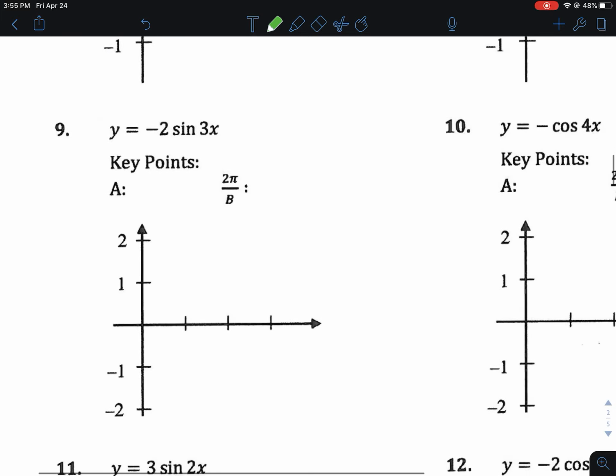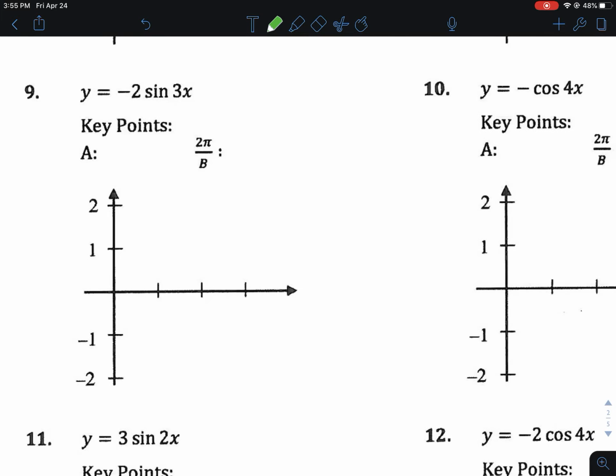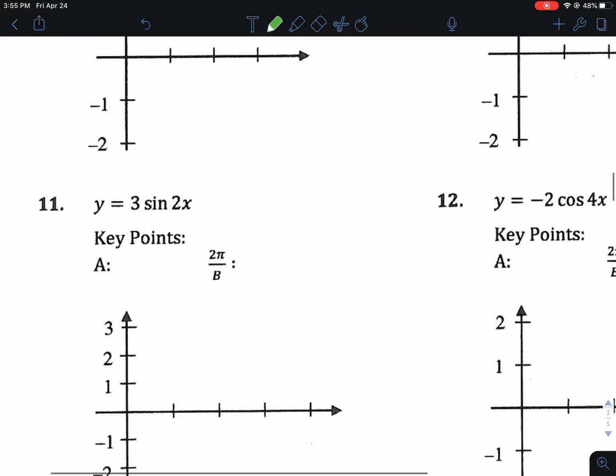Let's try maybe number 9 together. I'll keep with sine just so we get that idea down. So let's do positive.